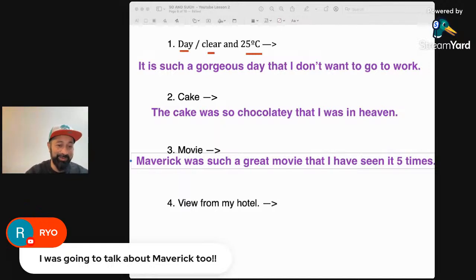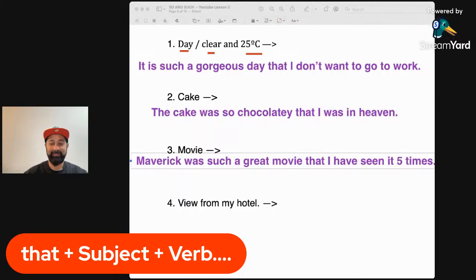You can say something about Tom Cruise. You can say something about the action, maybe the intensity or intense. And then people who want to go to the next one, you can see we've got a sentence here: view from my hotel.